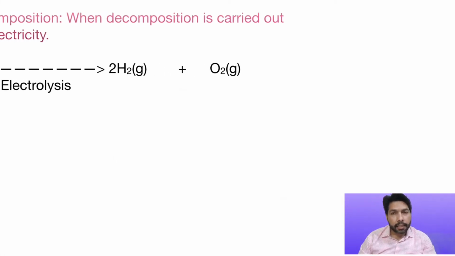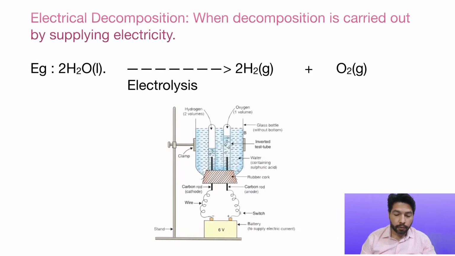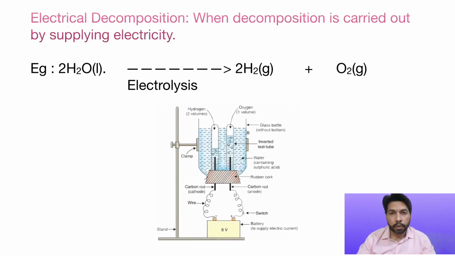Next is electrical decomposition, which is also called electrolysis. The first and the foremost example is decomposition of water when electricity is supplied. So you can see water decomposes into hydrogen and oxygen, 2 moles of hydrogen and 1 mole of oxygen. You can see in the experiment as well that during the electrolysis of water, 1 volume of oxygen is produced and 2 volumes of hydrogen is produced.